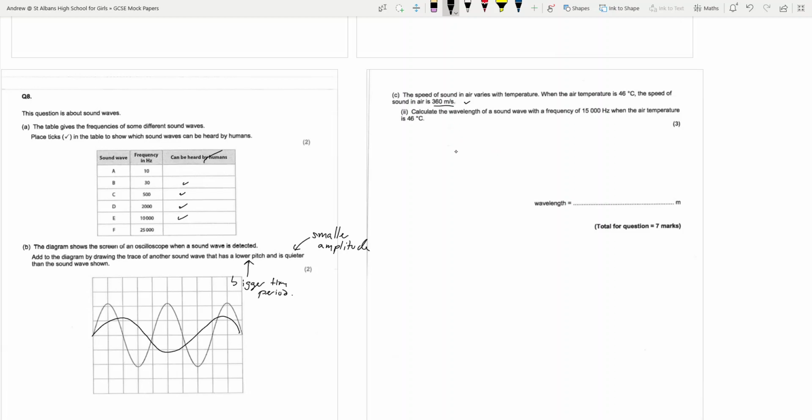So essentially, and I forgot to do this one beforehand, we're just using V equals F lambda, which is 1 mark. We're going to put our numbers in, so we've got 360 is equal to 15,000 times lambda, and we can then solve that. That's our second mark. We get a solution of 0.024, and that is our final calculation, and that was the extension paper.